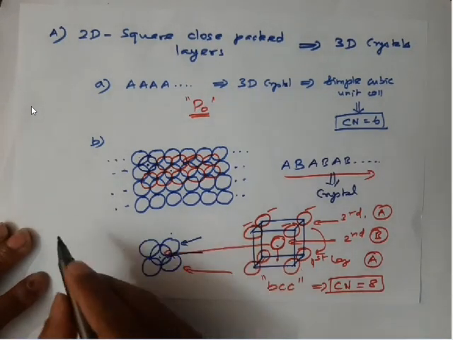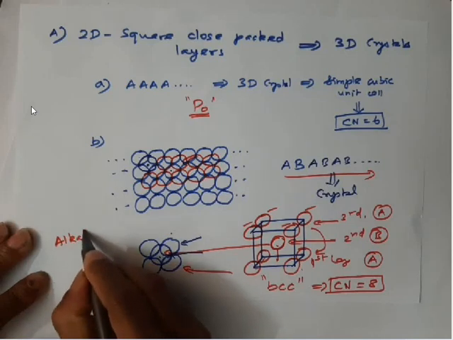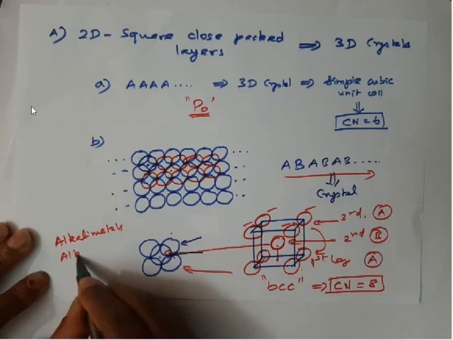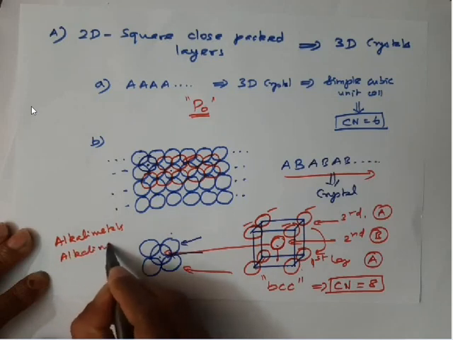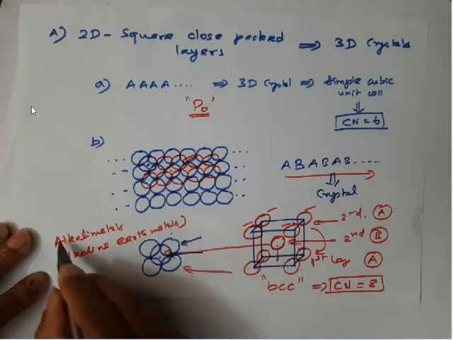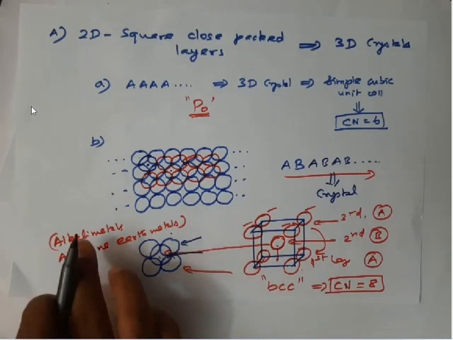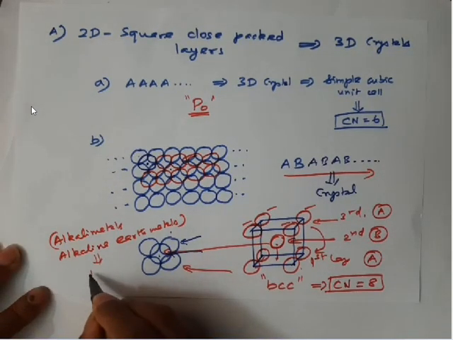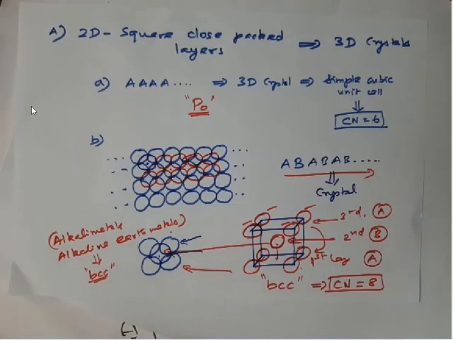Usually in the periodic table, most of the alkali metals and alkaline earth metals, not all, usually exist in BCC type crystals. Those crystals have a BCC unit cell.